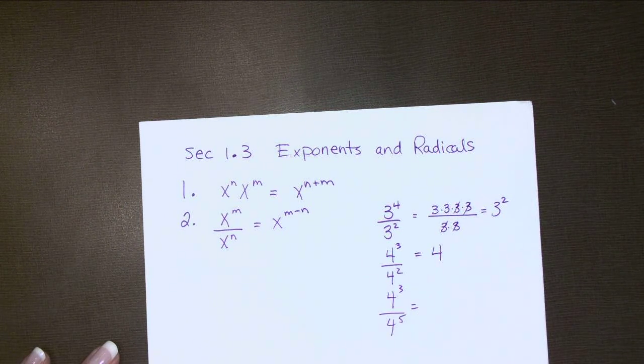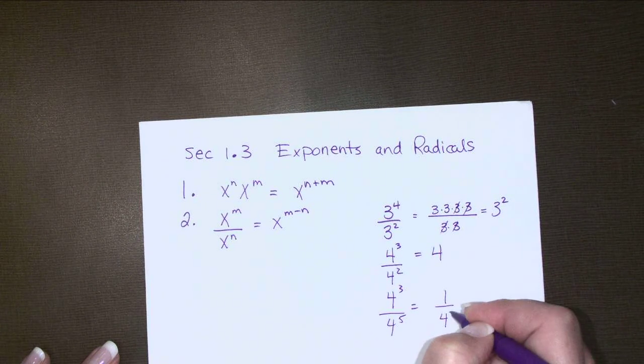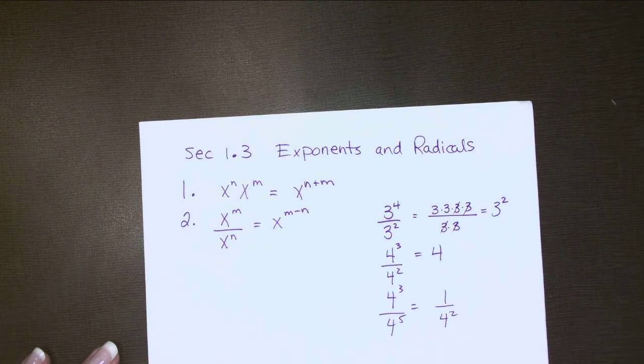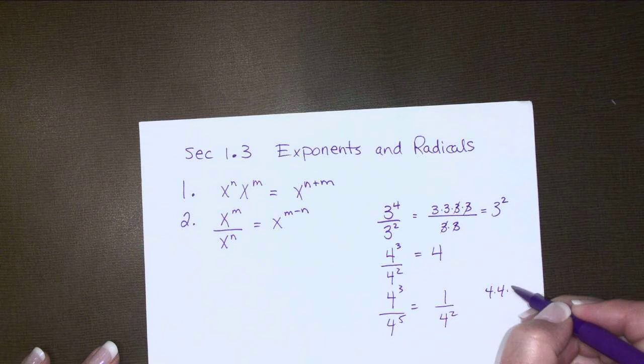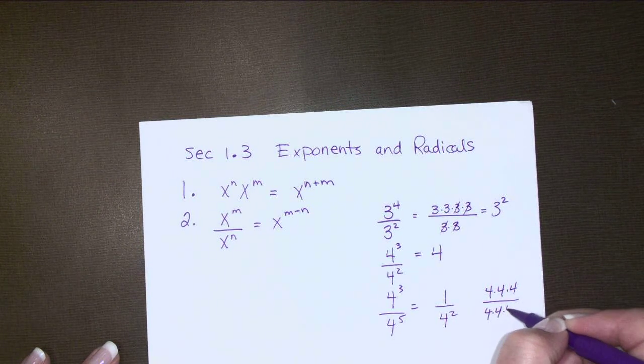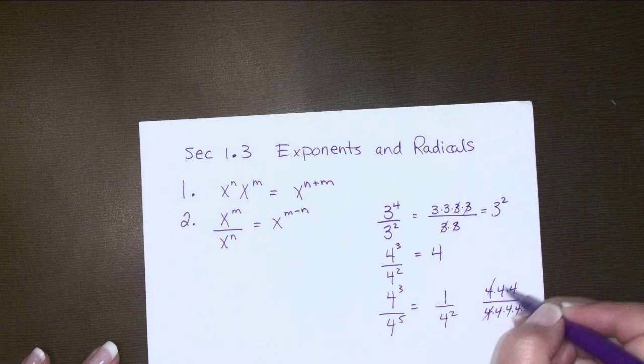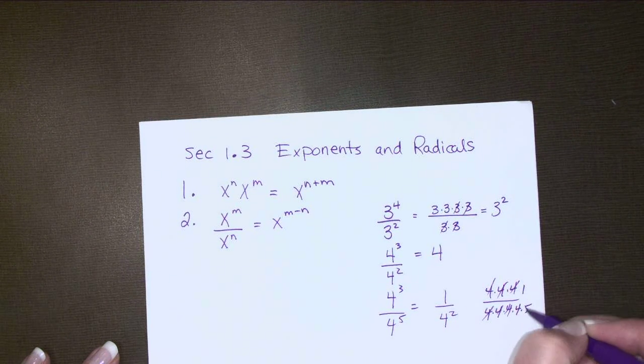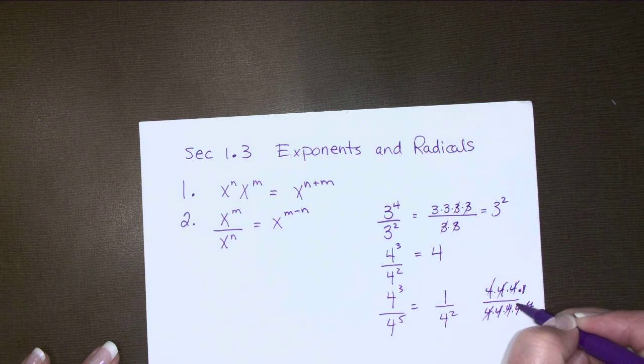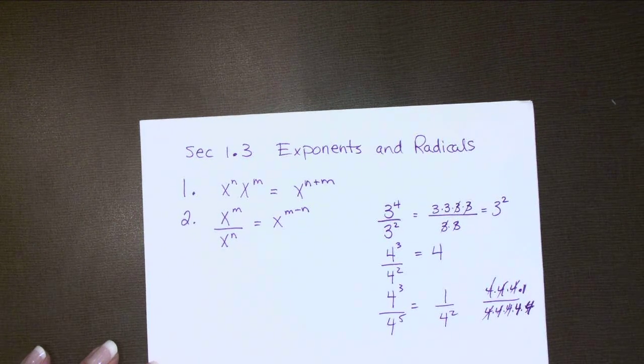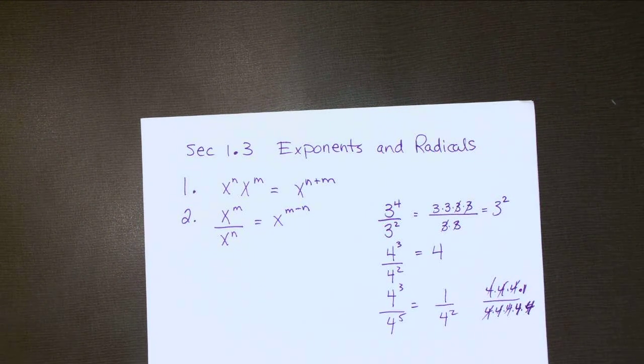What about this way? 3 on top, 5 on the bottom. How many cancel? 3 of them. But how many do you have left? 2, but they're on the bottom. So we would write this as 1 over 4 squared. If you cancel everything off the top, we're left with a 1. So you'd have a 1 left on the top and 4 times 4 on the bottom. You could write that as 16, of course, but I'm just showing you exponents. These more likely would be variables than numbers that you could work out.